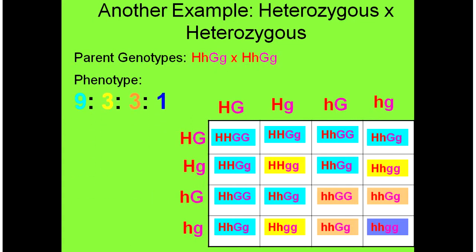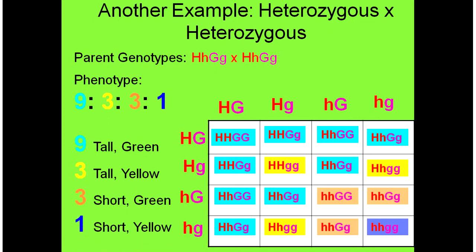So either way, no matter what method I use, I end up with a 9-3-3-1 ratio. 9 out of my 16 offspring are tall and green, so they have both dominant traits. 3 out of my offspring are tall and yellow, so they are dominant recessive. 3 out of my offspring are short and green, so they are recessive dominant. And then 1 out of my offspring is short and yellow, so recessive recessive.